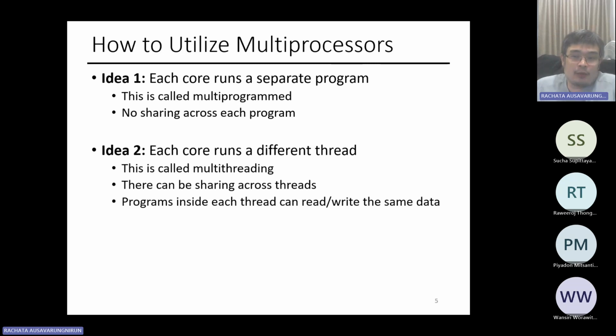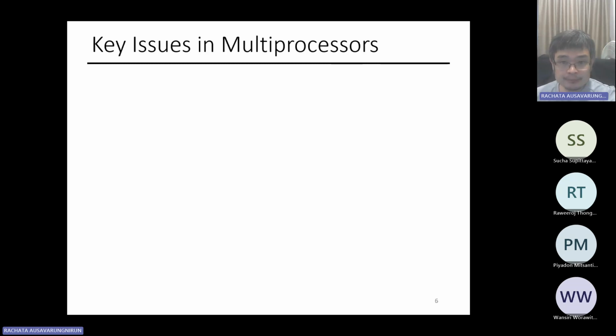The second idea is, well, I can have a multi-threaded program. This is called multi-threading. The threads can share resources easily. It's basically running under a shared memory model. The program inside each thread can read and write to the same data, right? There's going to be a lot more sharing in this case.